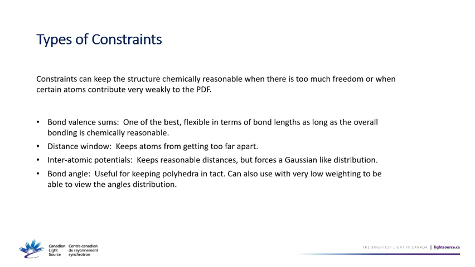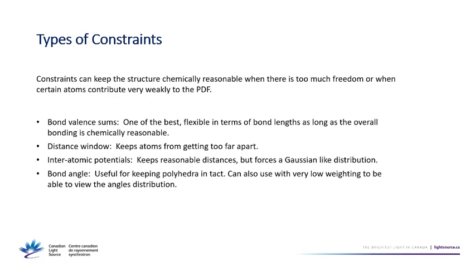You can use interatomic potentials. This is kind of like bond valence sums in that it basically puts the nearest neighbor atoms on springs. So it can be useful for keeping things reasonable, especially with atoms that are weak scatterers. But it does tend to force a Gaussian-like distribution, which is not always the case. And you can also use bond angle constraints. So these are kind of useful for keeping polyhedra intact. And if you use them, you can also get the angle distributions out.